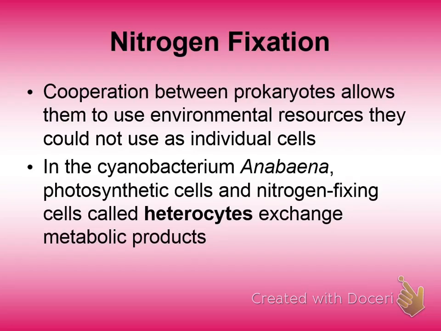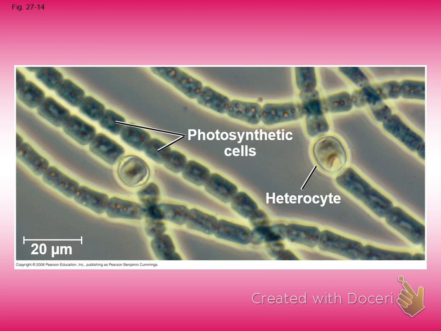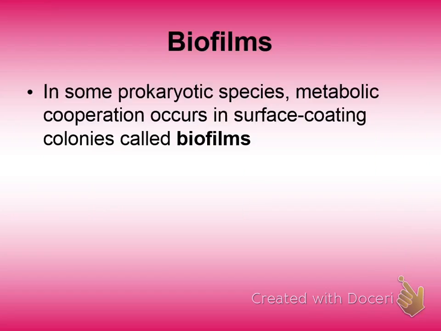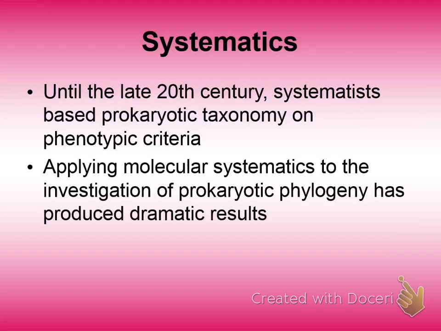So, we talked a little bit about this already. In the cyanobacterium Anabaena, these are photosynthetic cells and nitrogen fixing. They exchange the metabolic products. These are important. They help each other out with the production. Biofilms are prokaryotes. They are kind of surface coating organisms. You can see this on ponds sometimes, where they go in and they will cover a whole pond in just short periods of time.